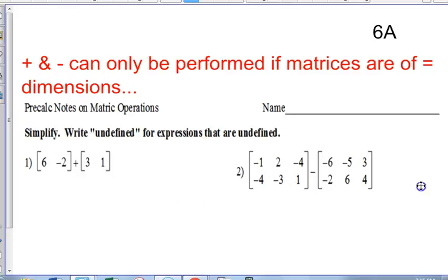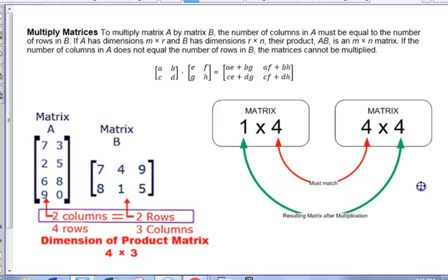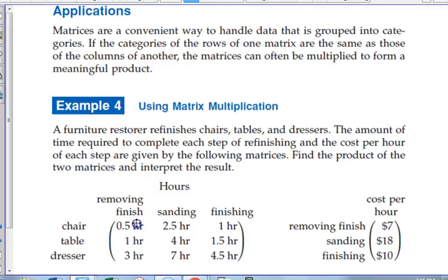All right. Quick introduction to a matrix. A matrix is a way of organizing numbers. It's like a spreadsheet. This question says a furniture restorer refinishes chairs, tables, and dressers. He spends time removing the old finish, sanding, and then refinishing. So chairs, tables, dressers take time to remove, sand, and finish. He's got it organized in a little chart here. Does everybody understand what that's saying?